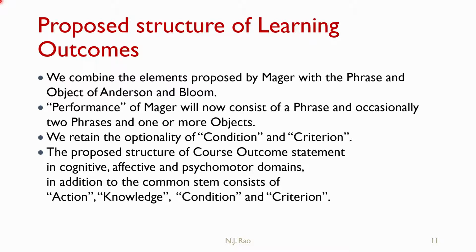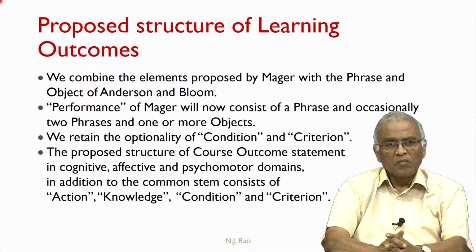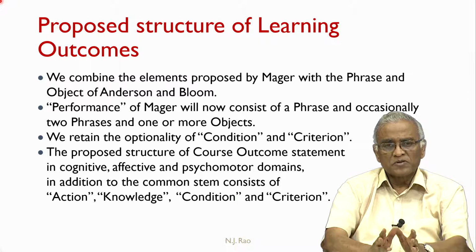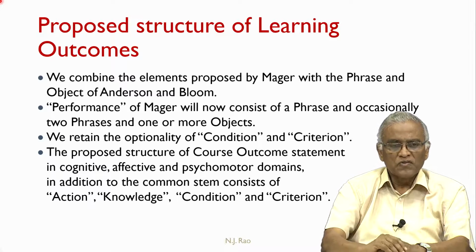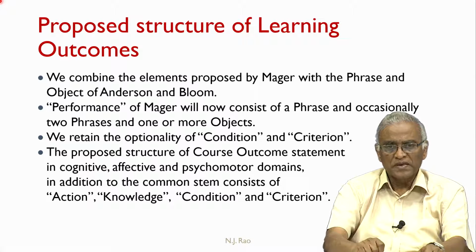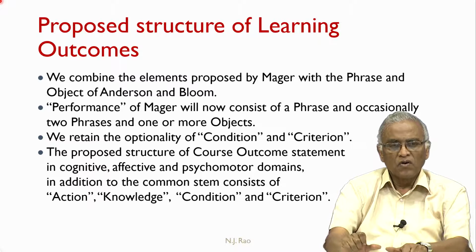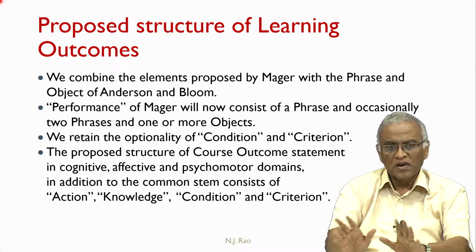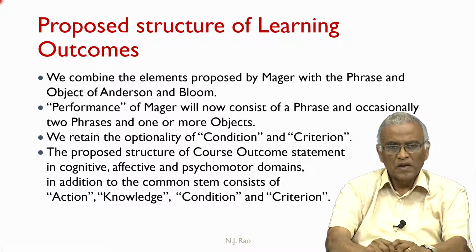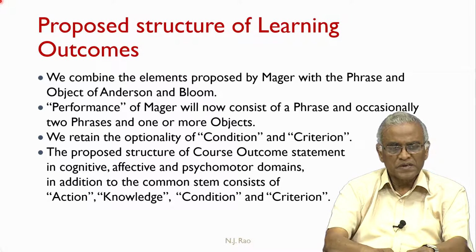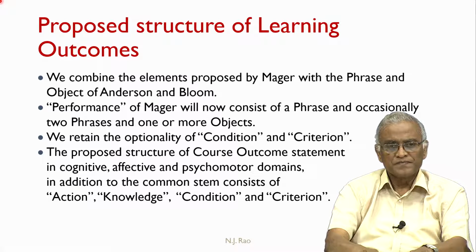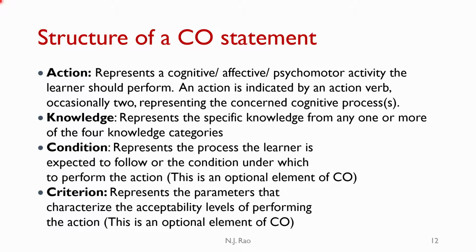So, what we are proposing is a structure of the learning outcome by combining the elements proposed by Mager with the phrase and object of Anderson and Bloom. So, we will replace the word performance of Mager; it will now consist of a phrase and occasionally 2 phrases and 1 or more objects, if you want to talk in the language of Anderson and Bloom. We retain the optionality of condition and criterion. So, the proposed structure of course outcome statement in cognitive, affective and psychomotor domains, in addition to the common stem, consists of action, knowledge, condition and criterion. So, this is the structure of a CO statement we are proposing.